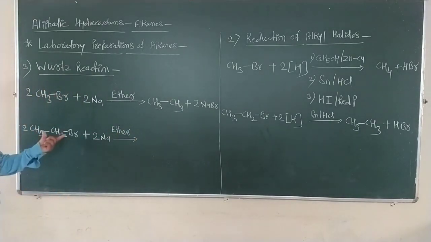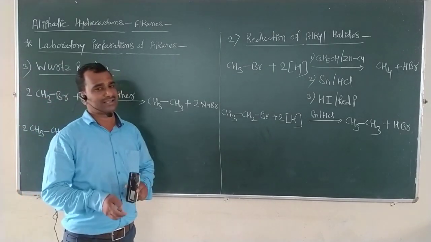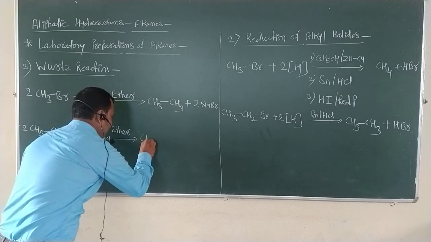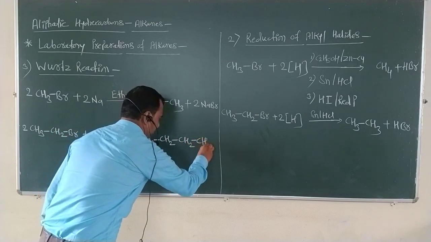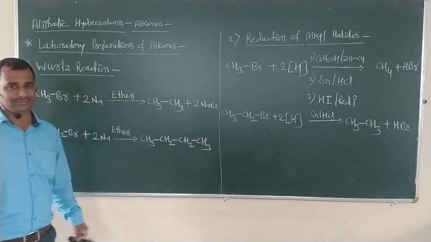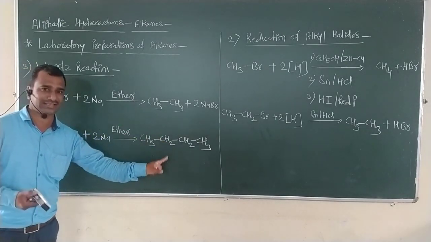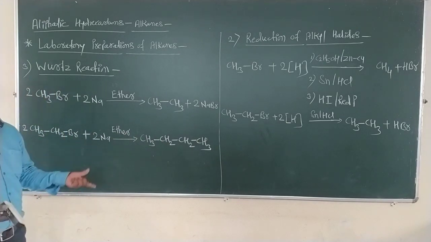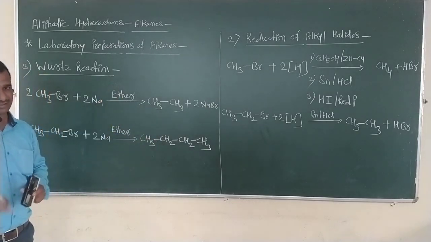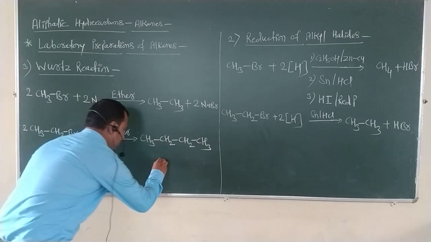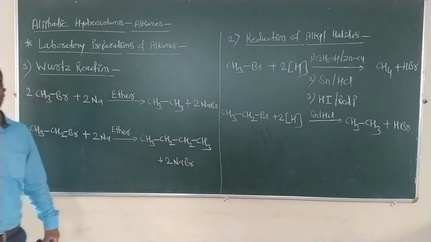Then what happens? Again these 2 moles of ethyl bromide react with the sodium metal and form a higher alkane. What type of higher alkane is obtained? That alkane is CH3-CH2-CH2-CH3, which is n-butane. This n-butane is a higher alkane as compared to ethyl bromide, and that's why this is the method known as the Wurtz reaction for the formation of higher alkanes. In this case also the byproduct is 2 moles of sodium bromide.